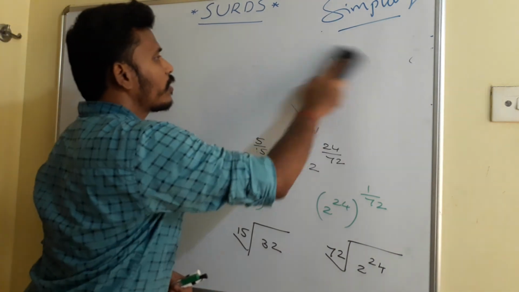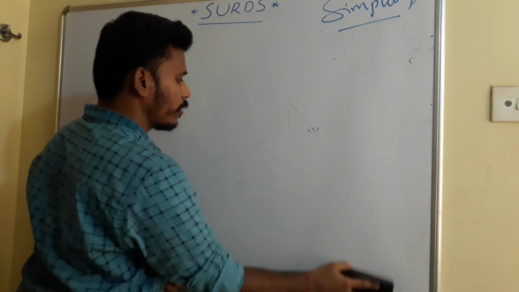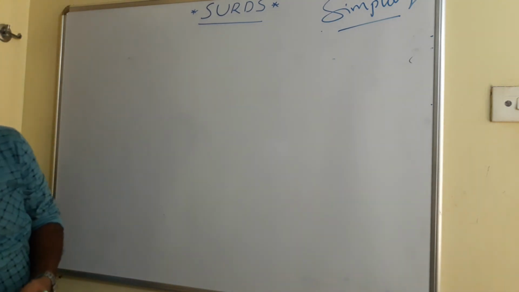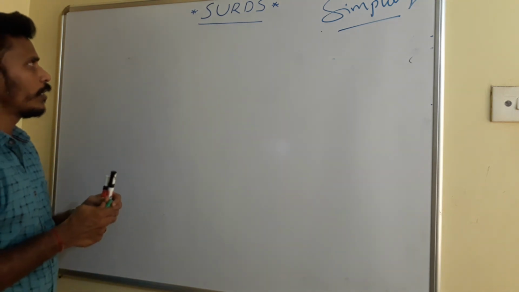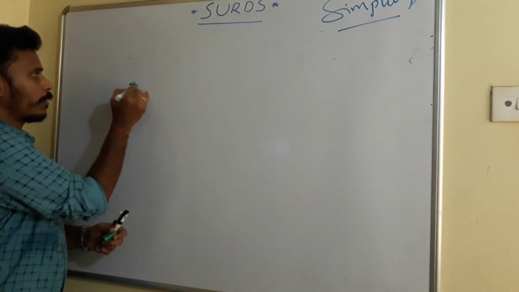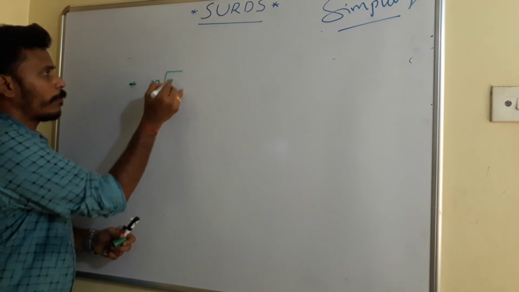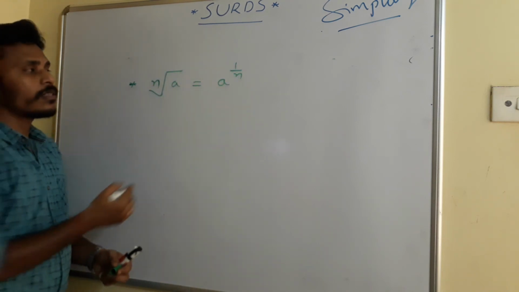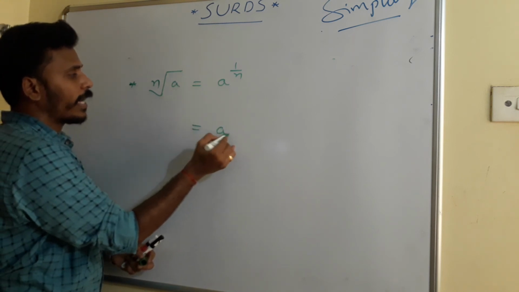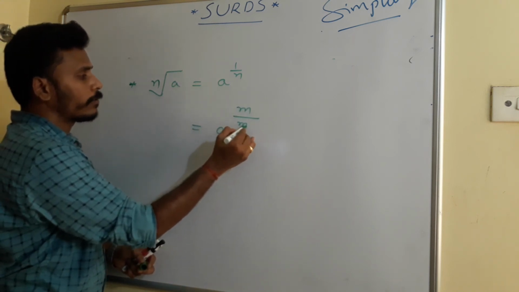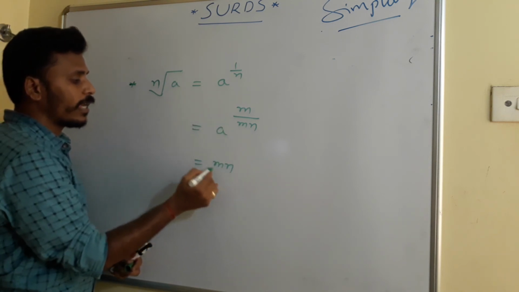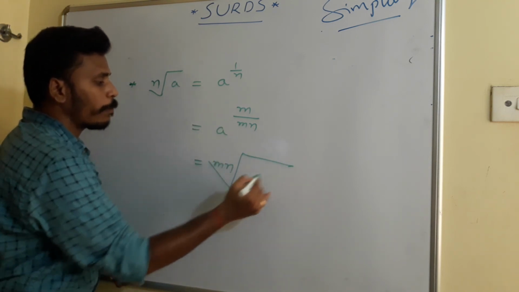Suppose with this concept of order changing, if anybody asks you to multiply surds of different orders, one more thing I am going to tell you, just observe it. If I have the nth root of a, it can be written as a power 1 by n. Since it is a power 1 by n, we will write it like a power m by mn. Since it is a power m by mn, we are able to write it as the mnth root of a power m. What do you say?